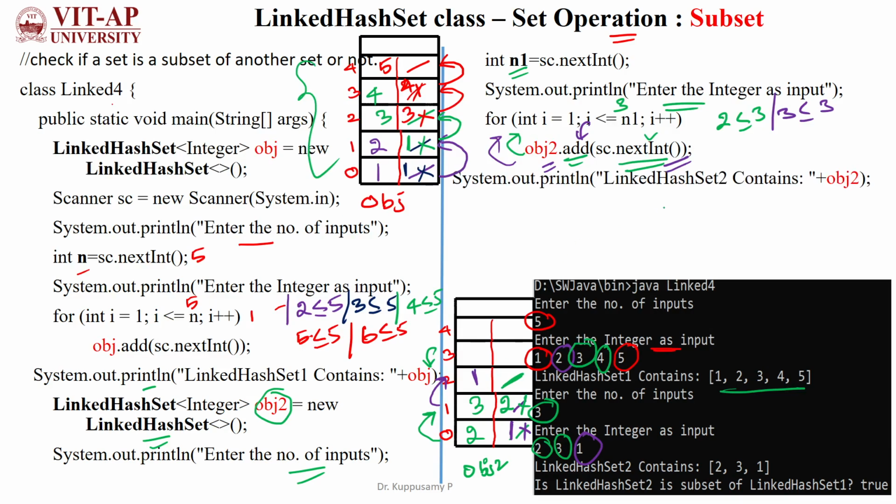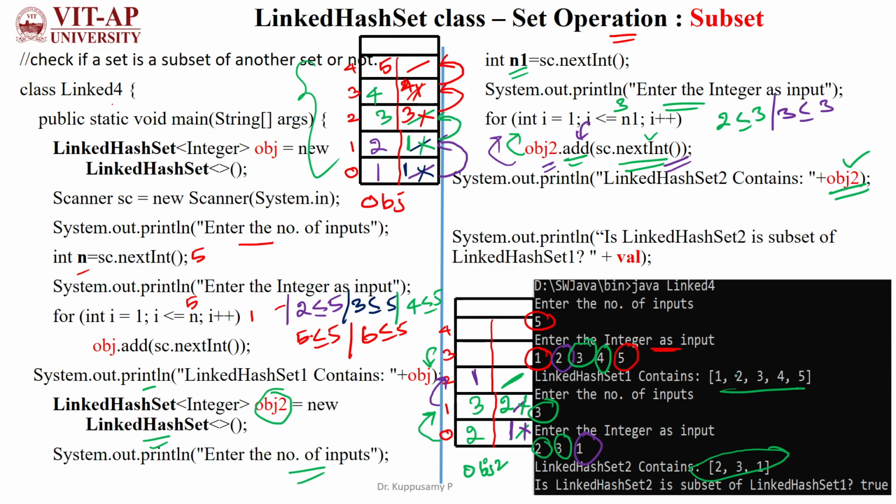Then now I am displaying the values which are available in obj2. So obj2 is having 2 3 1, that is the order which we are displaying. Now we are checking whether obj has the elements which are available in obj2. Obj2 is having all the elements of obj or not.